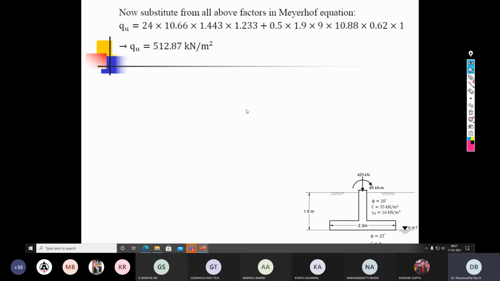So now once the calculation of all the shape factors and depth factors is done, substitute all the values in the main equation, that is qu. So what you get is 512.87 kilonewton per square meter. Can anybody tell me, is the value correct or something higher or lower?